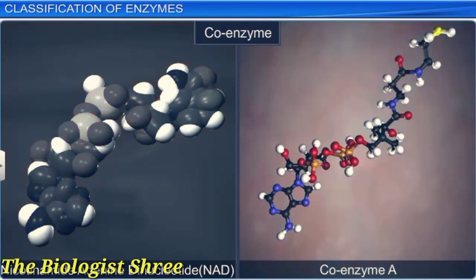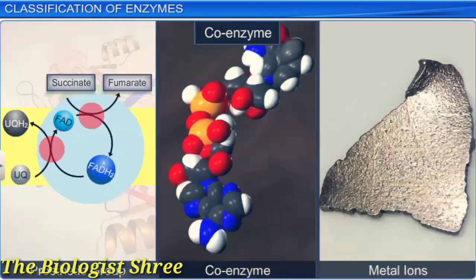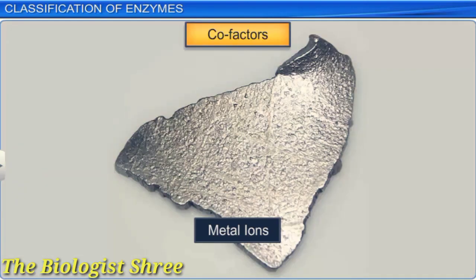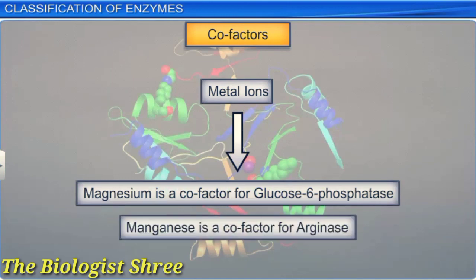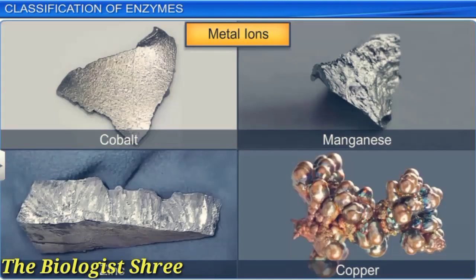The third type of cofactors is metal ions. They are required by enzymes to form coordination bonds with side chains at the active site and one or more coordination bond with the substrate. For example, magnesium is a cofactor for glucose 6-phosphatase and manganese is a cofactor for arginase. Some commonly occurring metal ions are cobalt, manganese, zinc, and copper.